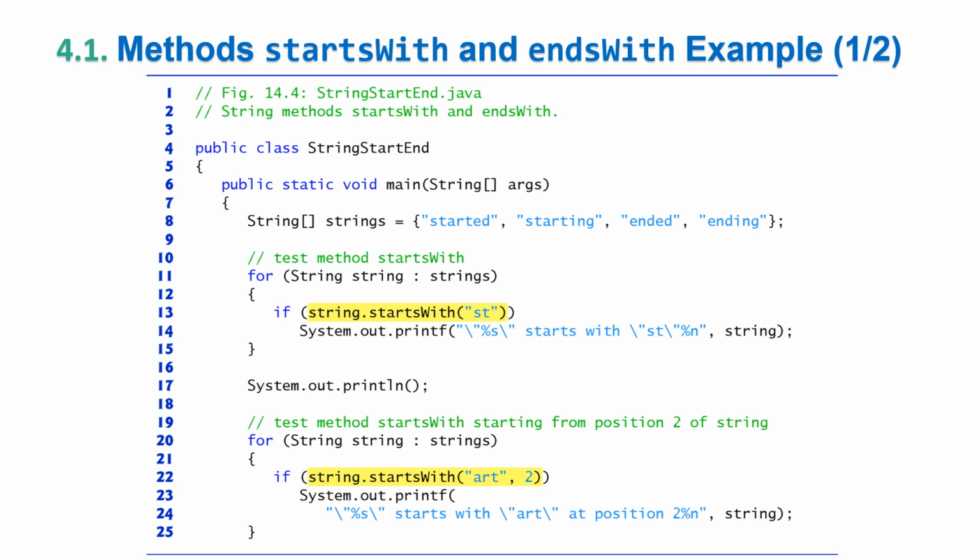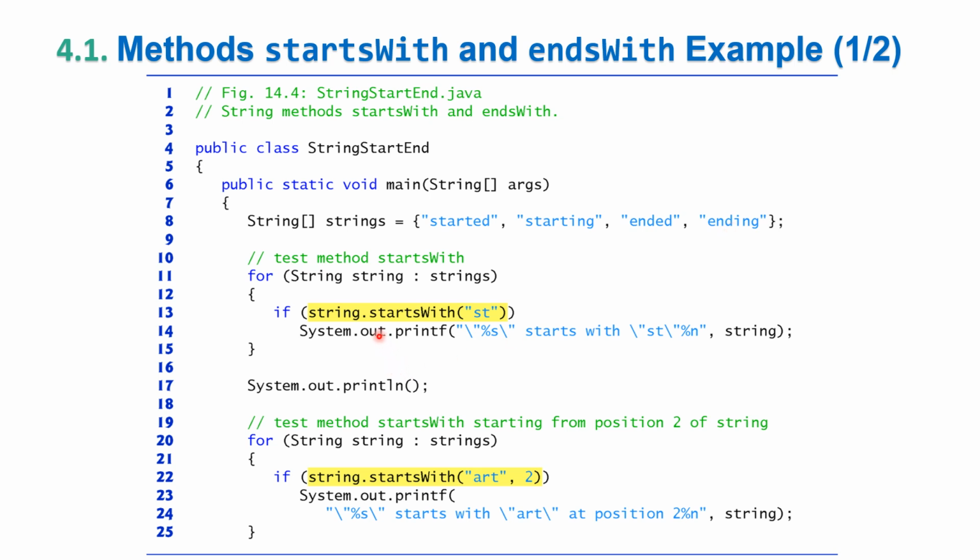Two other methods of the String class, namely startsWith and endsWith, also compare strings. This program is an example showing how to use these two methods. In the first part of the program, it first declares and creates an array named strings consisting of 4 strings. The 4 elements in the array strings are initialized to the 4 string literals: started, starting, ended, and ending.